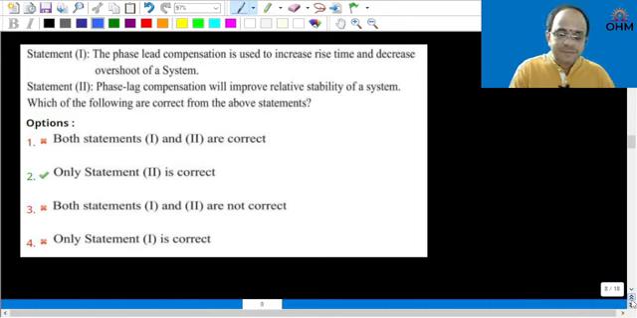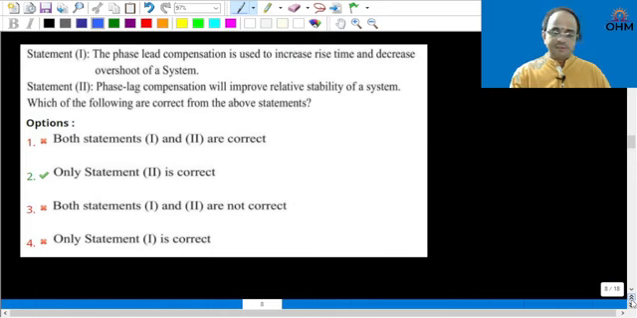Phase lead compensation is used to increase rise time and decrease overshoot of the system. This is not correct, because lead compensation can improve transient stability property. Transient stability means the speed of the response can be improved, and hence we can say that the lead compensation property will reduce the rise time. So statement 1 is not the correct answer.